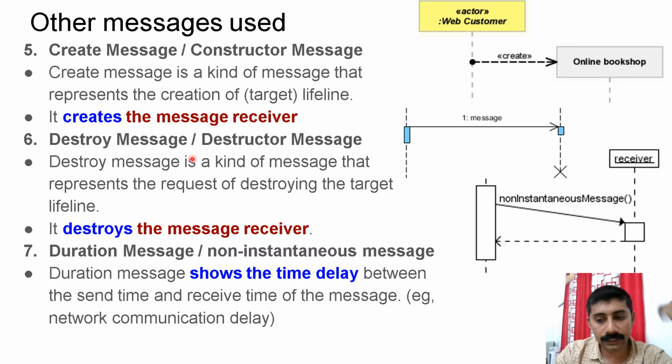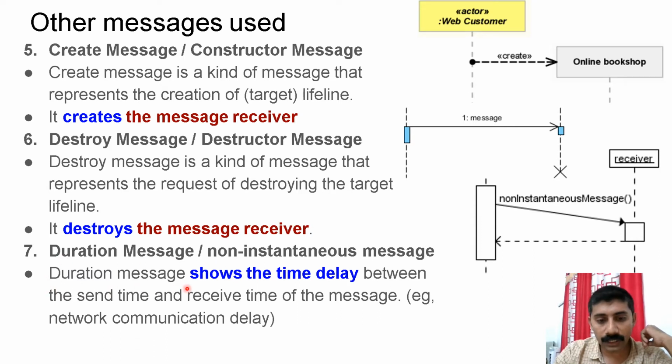Destroy message, it is the opposite. It is also known as destructor message. This destroy message is a kind of message that represents the request of destroying the target lifeline. It destroys the message receiver. So once you send this message, the target lifeline is getting destroyed.